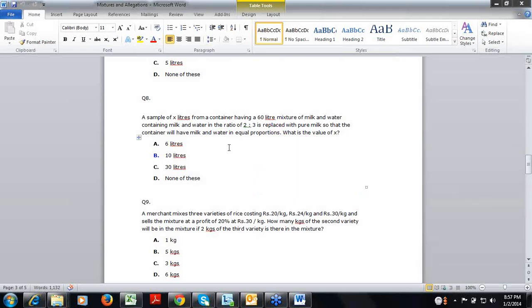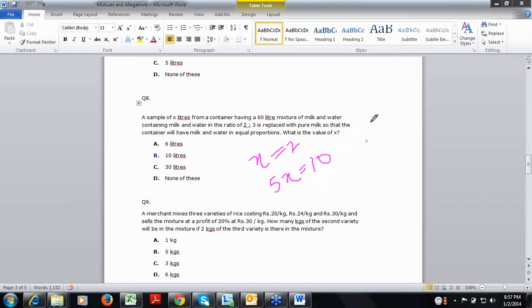Sorry, there is a problem with the calculation. X should be equal to 2. And what we have to find out is the 5x value. It should be equal to 10, not x.